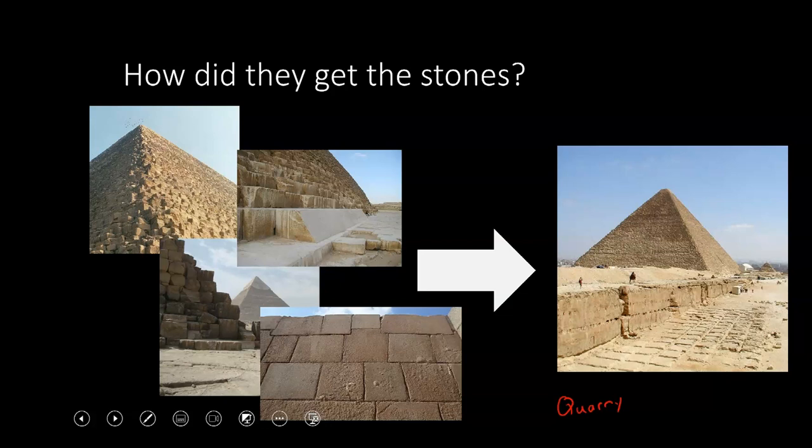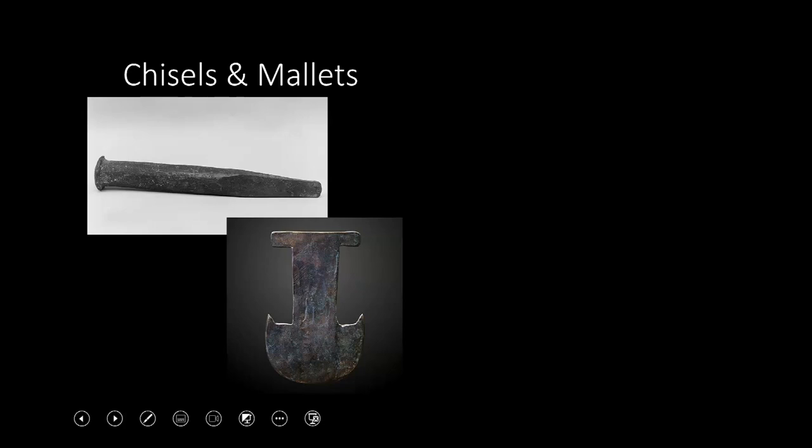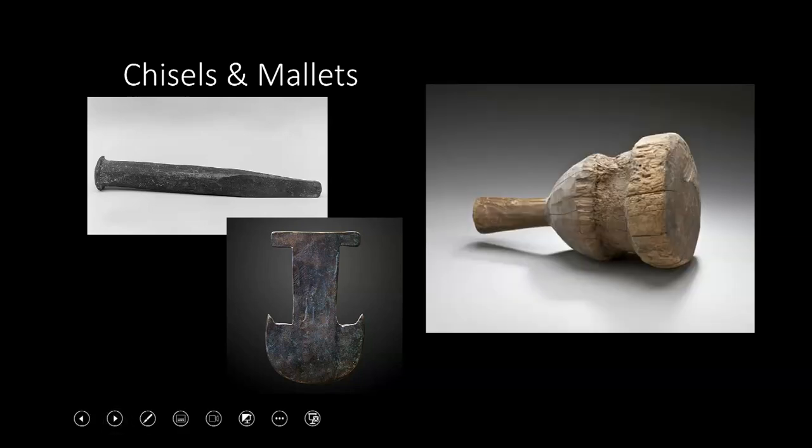And the main tools that they would use were chisels and mallets. So this would be an example of a chisel made out of bronze that they would use for that. This would be a different sort of chisel. The top chisel here would be for splitting the rock apart, and then the bottom chisel would be for shaping it, getting it into the correct shape that you wanted. And then this would be an example of just a large hunk of wood that they'd use to bang on these chisels.